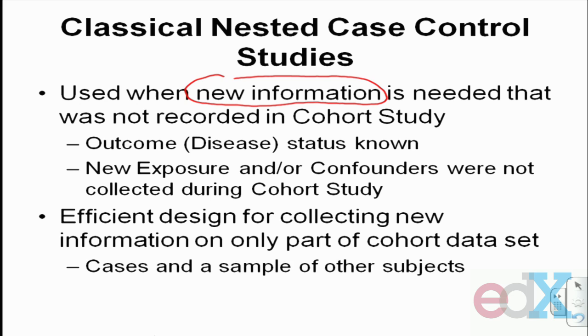When the cohort study was done, when the people were followed over time, yes, the outcomes were observed. So I know the cases, but maybe that previous cohort didn't contain the information I want to use now to do this nested case control study. For example, I might want to look at a brand new exposure that wasn't even existing or wasn't even collected at the time the cohort study was done. I want to see if this new risk factor causes these outcomes that happen in this cohort study.